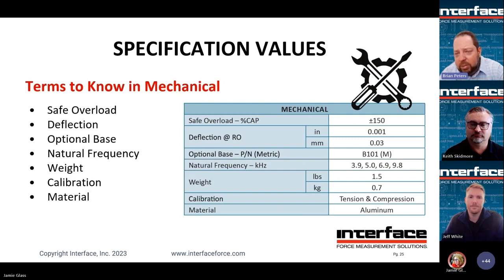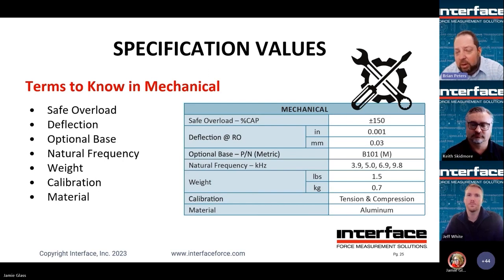We'll list out if there's an optional base for that. So this is a snippet from an LP. So we have a B101 kit. If you want metric thread, you would put the M on there. Natural frequency, again, this is correlating to multiple capacities within a single model family. But that's good to note too if you start getting into dynamic or high cycle testing to keep in mind in terms of how stiff the sensor is.